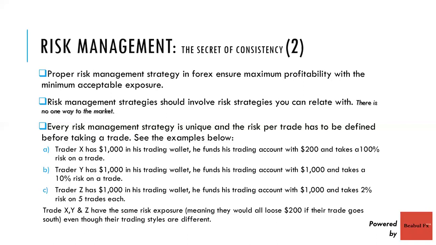All right. So finally, for your risk management, it has to be unique and it has to be defined before taking a trade. I'll give an example. Trader X has $1,000 in his trading wallet. He funds his trading account with $200 and takes 100% risk on a trade, which means that if the trade hits stop loss, he will lose the whole $200. But if the trade moves in his favor, let's say his risk reward ratio is 2 or 2.5, for that trade he's going to be making like $500 or $400.